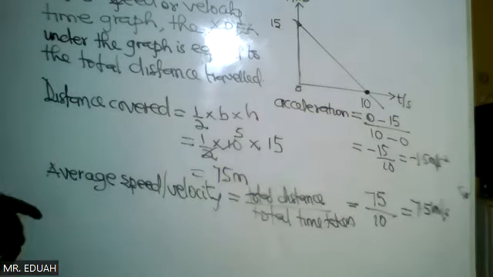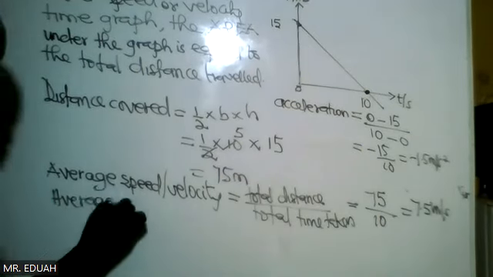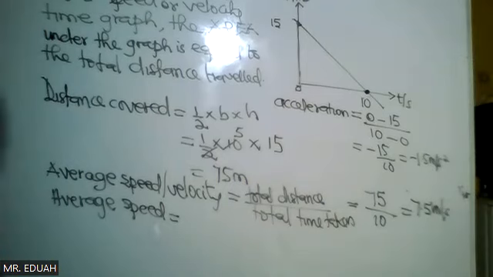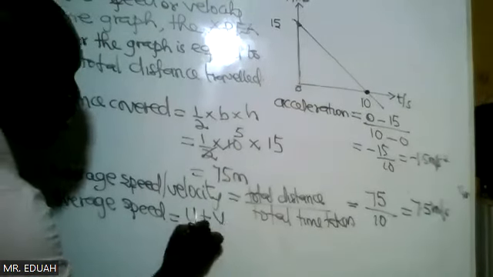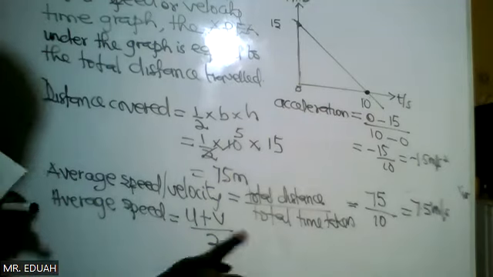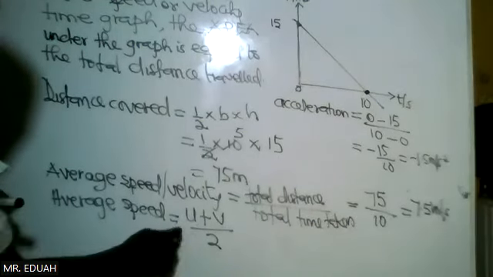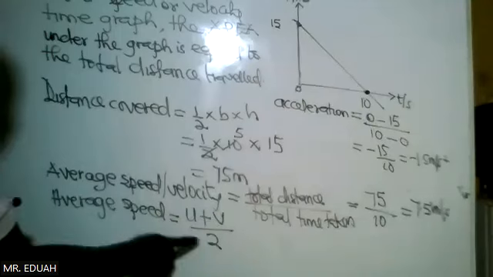Okay. So now there's another way of finding average speed in a velocity time graph, and this is the same average speed. It's also equal to initial velocity u plus final velocity v over 2. We have two velocities, an initial one and a final one. So if you are looking for the average of it, it's the sum of the two velocities divided by 2.